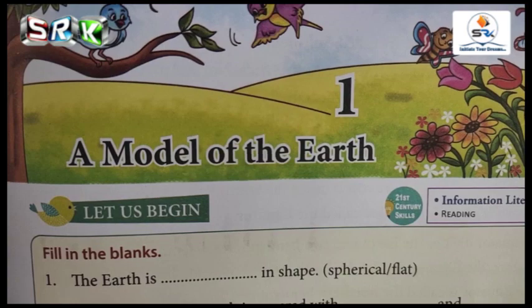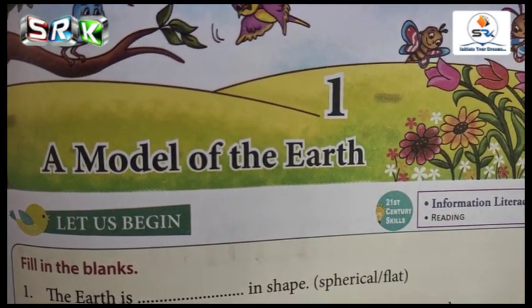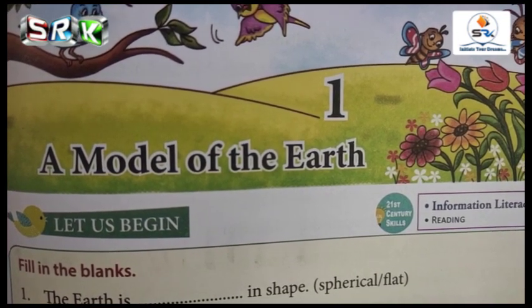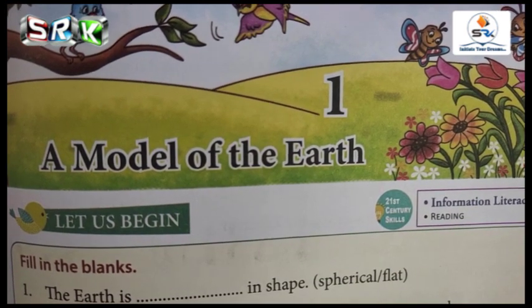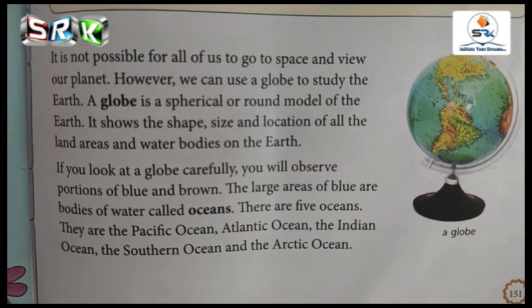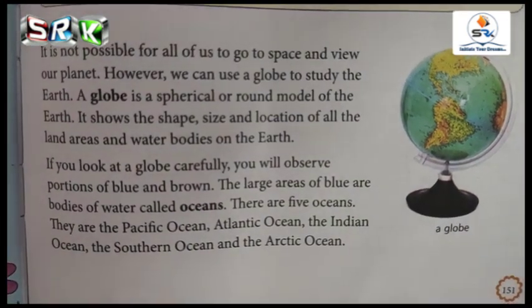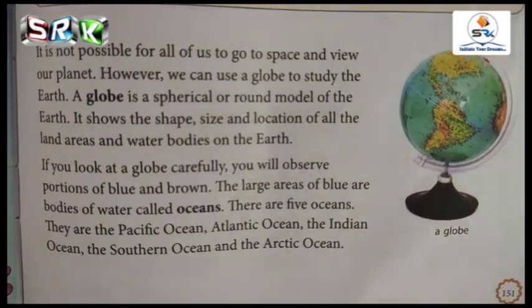What is the lesson name? A Model of the Earth. In this lesson, we are going to see what is meant by globe, what is meant by oceans, and what is meant by continents. Along with these, we are also going to see latitude and longitude. What is meant by latitude and longitude? Latitude and longitude are called imaginary lines. First we are going to see what is meant by globe.